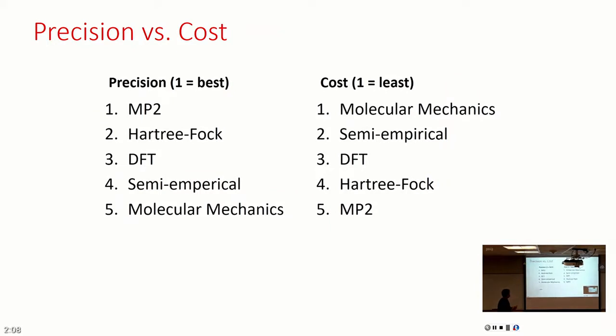So this is another arrangement of precision versus the cost of different electronic structures. The best electronic structure is the one listed, the perturbation-based one, in terms of precision. But at the same time, MP2, the perturbation MP2-based electronic structure, has a high cost. So it's listed as both the best and the least. Thereby I'm winding up my small presentation. Thank you.